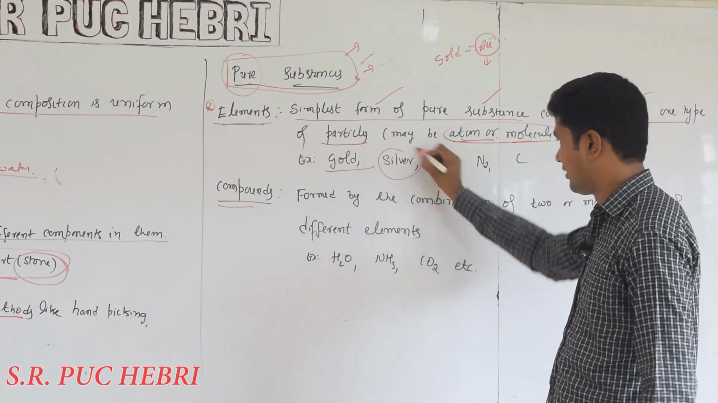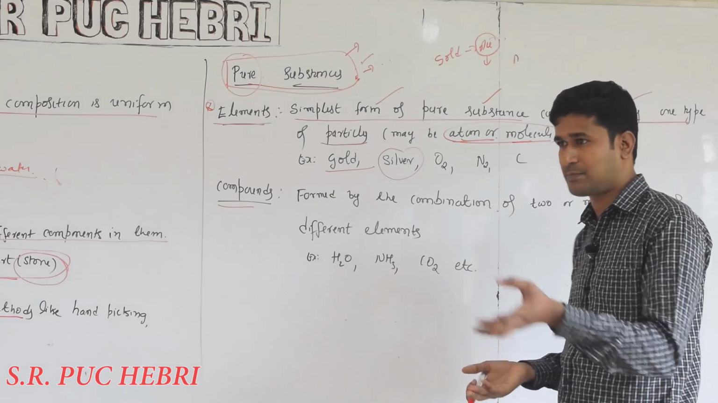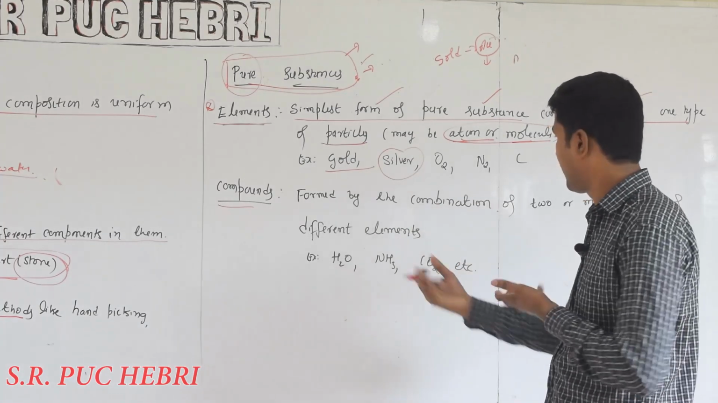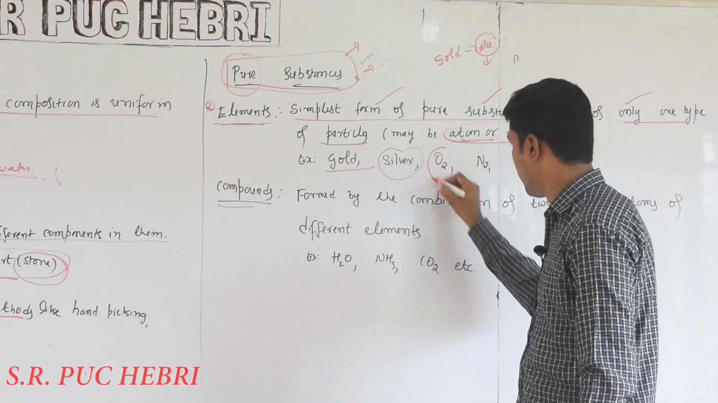Next, if you consider silver, silver also has only the atoms of silver. So it is separate. Next, O2.